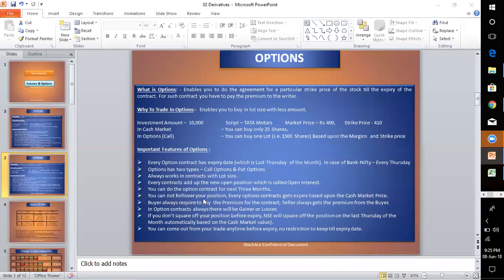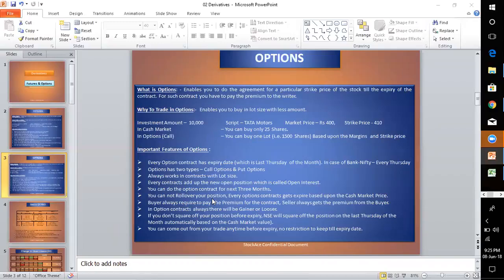You cannot roll over the positions in this. There is no option of rollover because everything will get squared off with the intrinsic value. There is nothing called rollover in options. It's very logical because whatever contracts you are doing, they get squared off on the expiry date, and the price will be your intrinsic value. It's not like you can roll over your position, because the next month will have different calculations of intrinsic value and time value, whatever you call it.